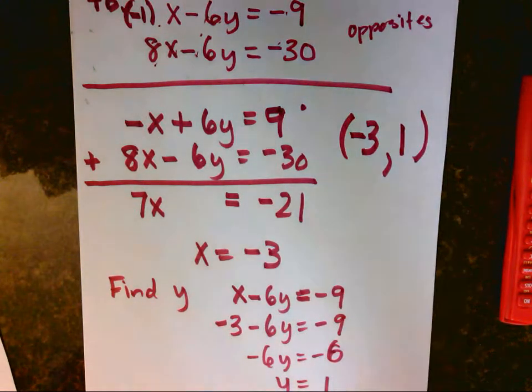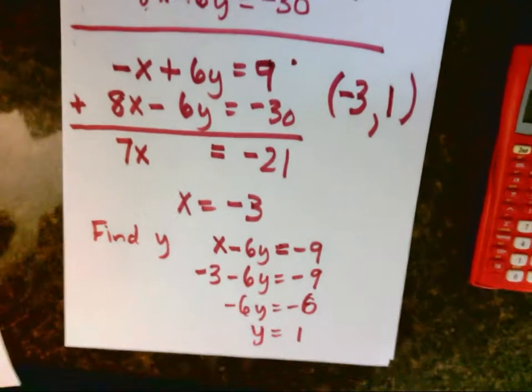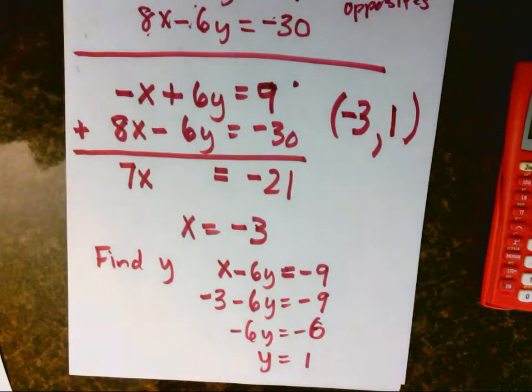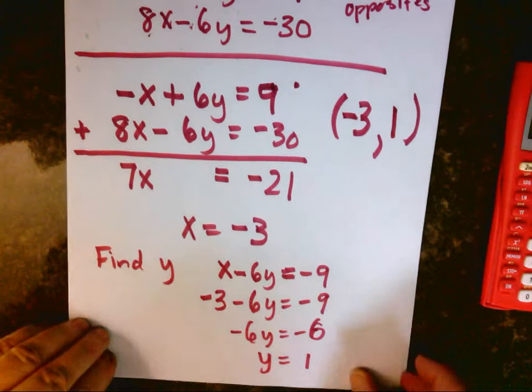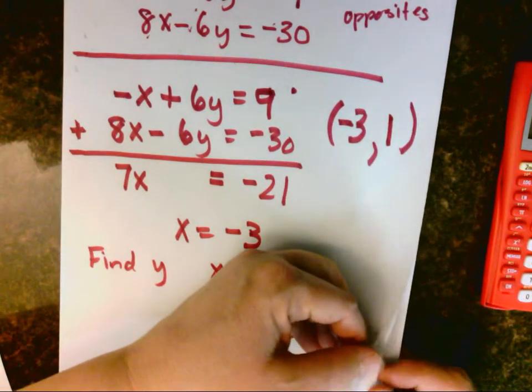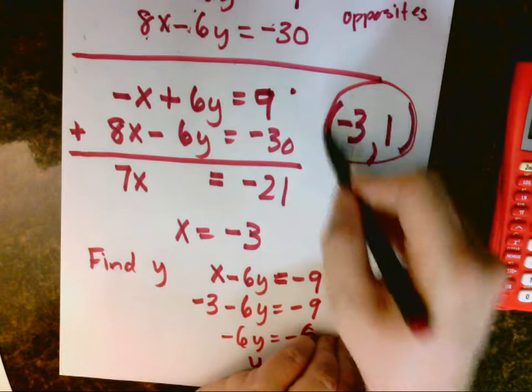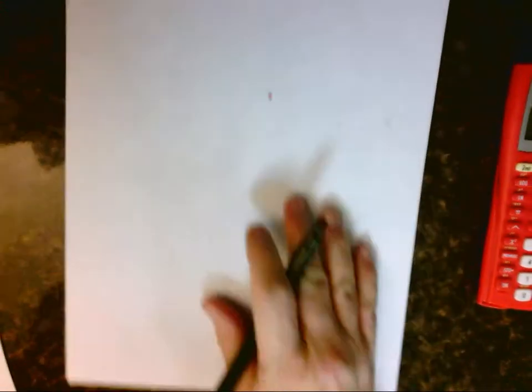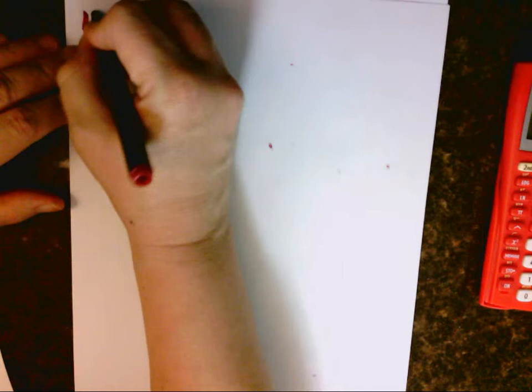Okay? Now you see how this method is working. I'll let you look at that a second before I move it. Okay, good. If you graph them or if you used substitution, you would get the same solution. There's your solution. Okay, let's go on to number 4C.